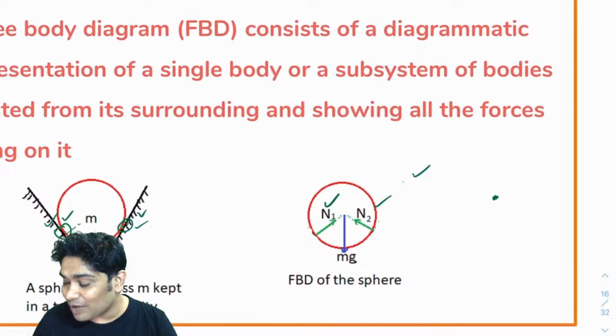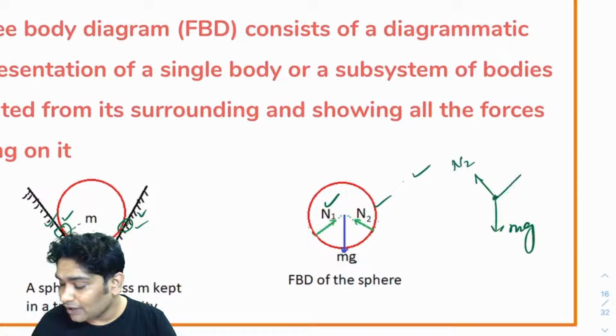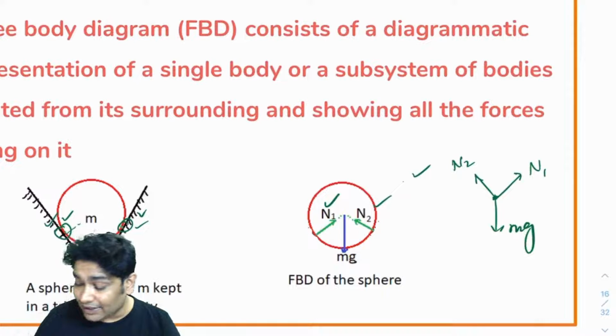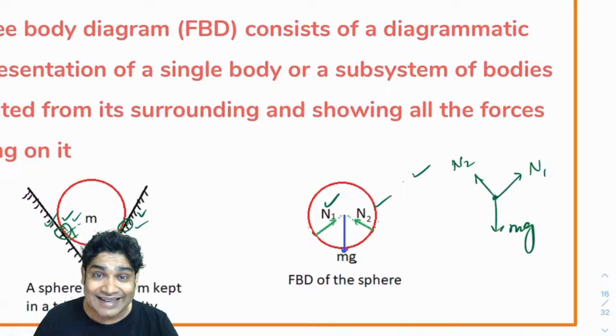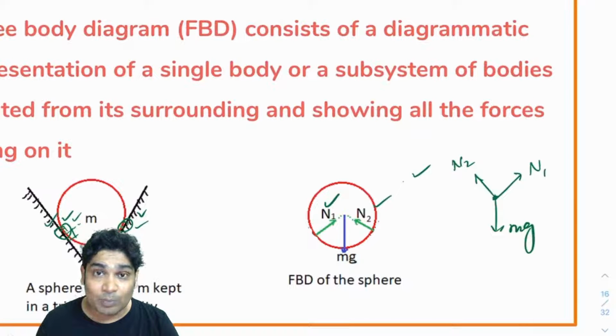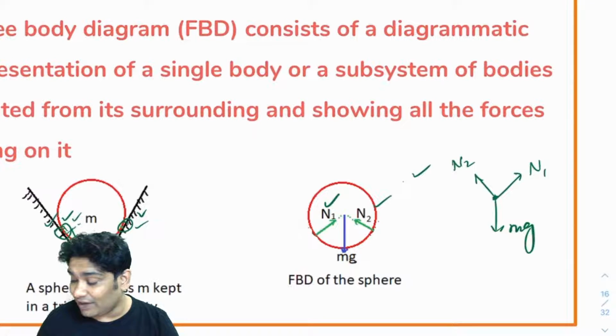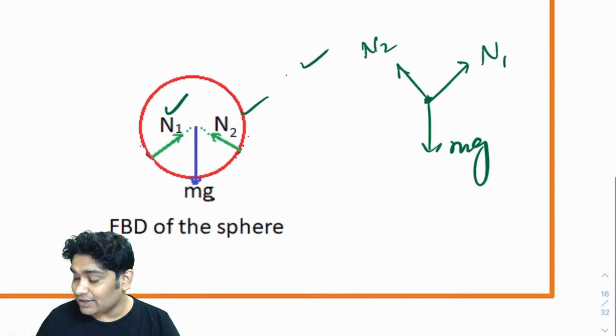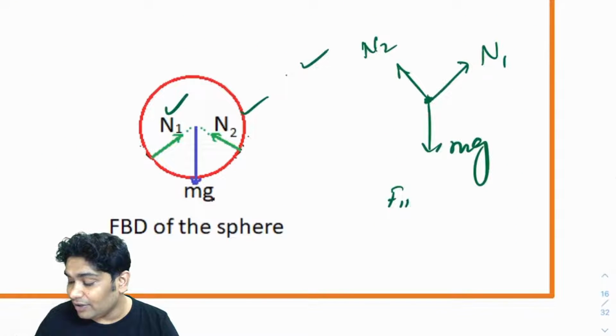You will represent this by a point mass. You will have mg, you will have N2, and you will have N1. Again, please note the directions would correspond to this only. So you will find the direction by knowing that this N has to be perpendicular to this surface. So the directions are always marked properly in this FBD. So this is the final FBD. In the final FBD, you always represent any object with a point mass.